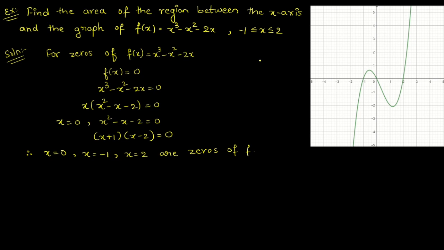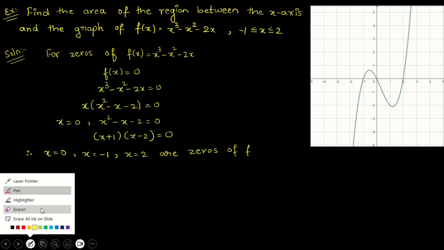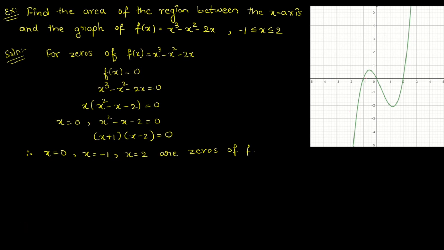Now if we look at the given interval, the given interval is minus 1 comma 2, and they are asking us to find the area in this given interval, from minus 1 to 2. So it is the region, that is the area between the x-axis and the given function. This is the curve for the given function between minus 1 and 2, and we have to find out this area. So these are the two areas that are required.